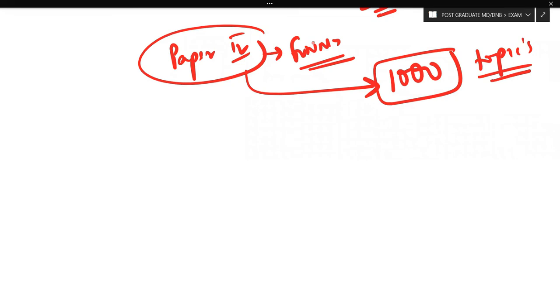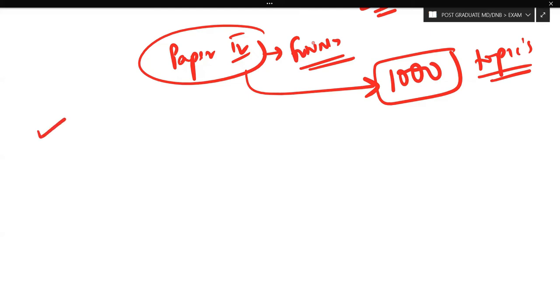So there is no point going through all the journals and all the recent articles; it has no use. You will see that in the end, something else came and you couldn't answer the question. So let me tell you what you should do to approach paper number 4.